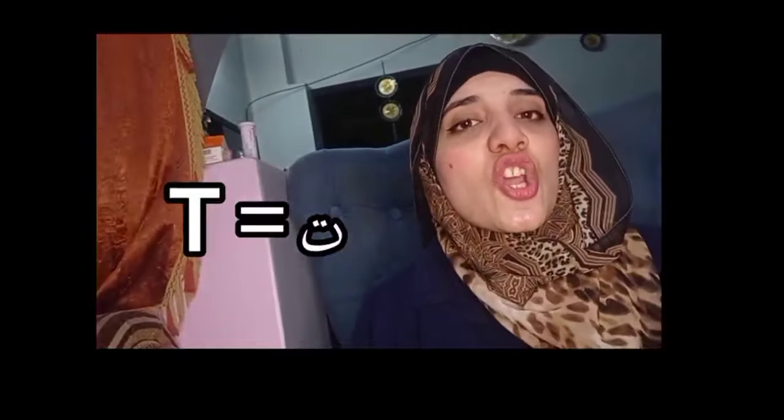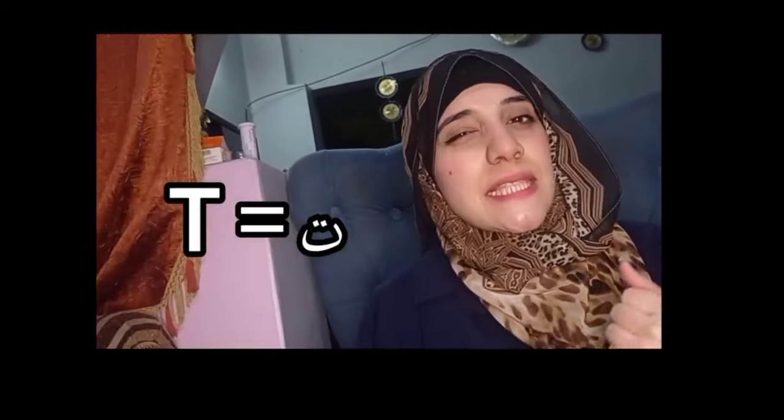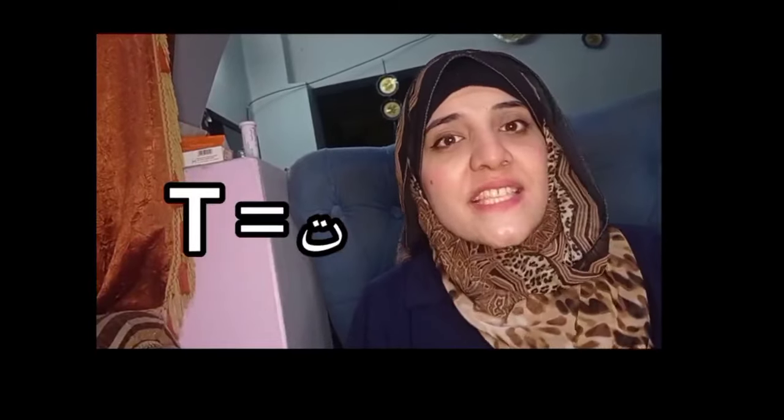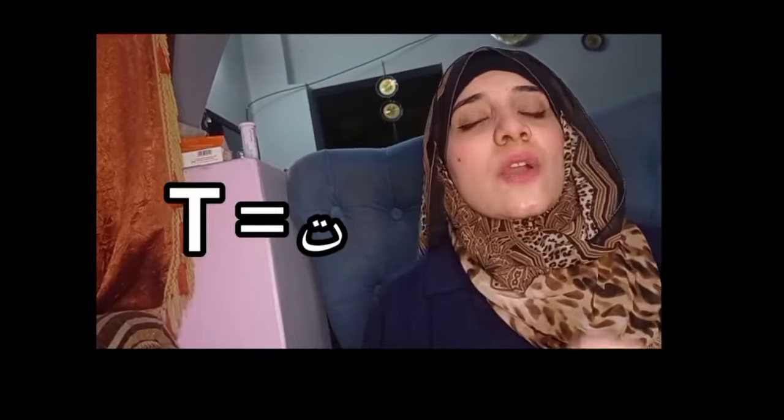And T. How can you pronounce this letter? It's like T in English, when you say tree. T in Arabic equals T, tree. T in Arabic equals the pronunciation of the letter T in English. Okay, how can you write this letter? T has two dots on the top.